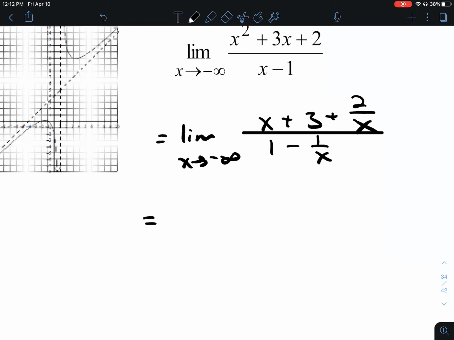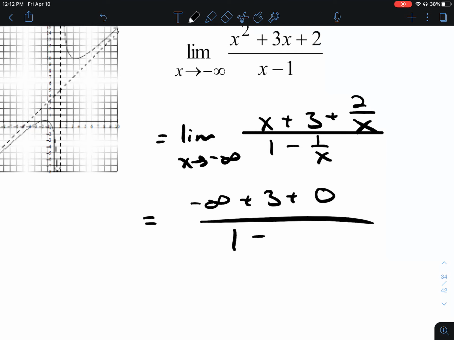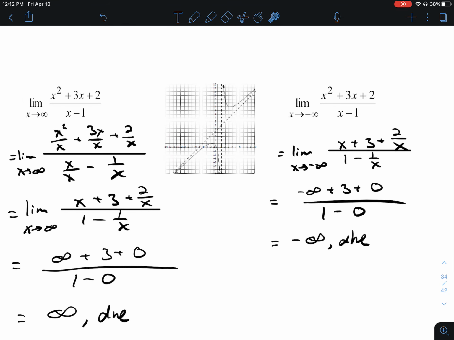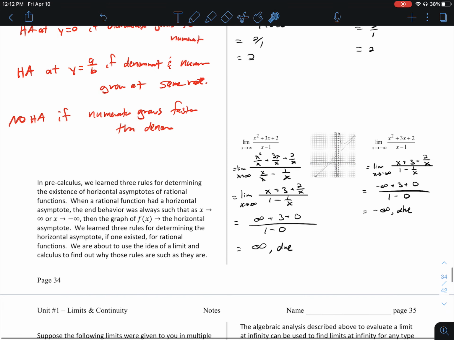To evaluate this limit, we're going to put negative infinity in here. So x is going to approach negative infinity. 3 is going to approach 3. 2 over x approaches 0. 1 approaches 1, and 1 over x approaches 0. This is all going to result in negative infinity, which means the limit does not exist. Confirmation, as we go left forever, the graph's going down forever.